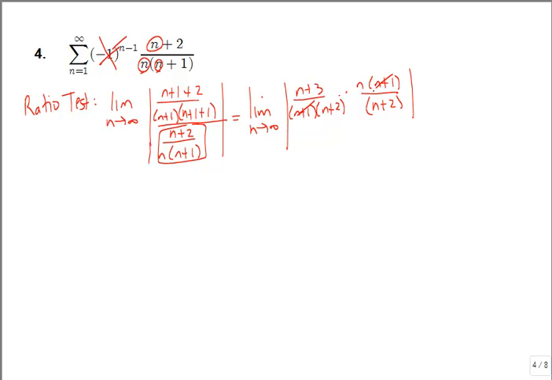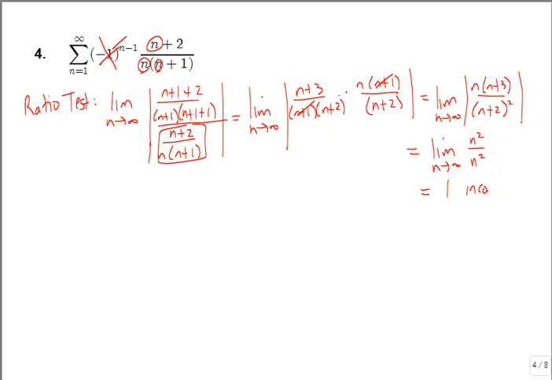So I can cancel out some n+1's, and this is going to give me the limit as n goes to infinity of n times (n+3) on top, and (n+2) quantity squared on the bottom. Now look at your dominant terms. On the top, when I FOIL this out, this is going to be dominated by an n squared. And on the bottom, when I FOIL this out, it's going to be dominated by an n squared. So in the limit, that goes to 1, which is our inconclusive case.